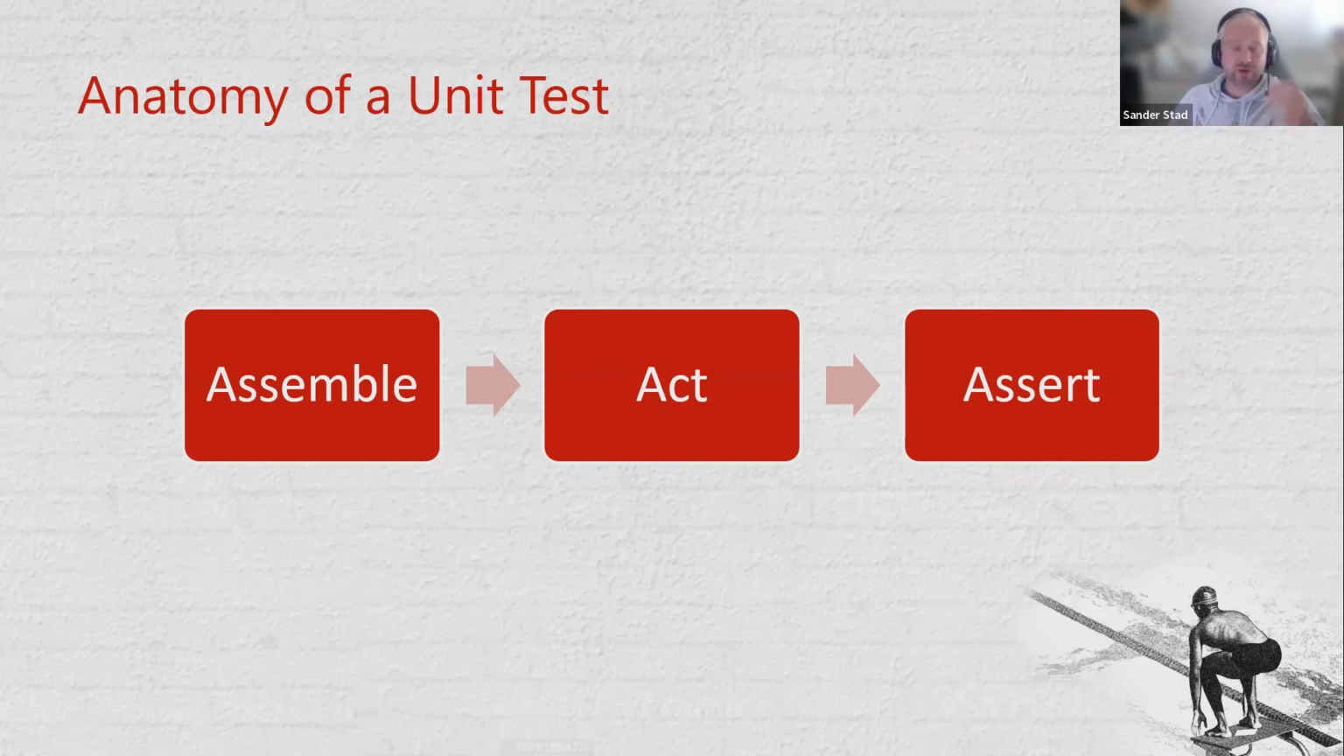And in the assert part, we take all the stuff that we did in the assemble part and the values that we got from the act part, and we assert them together and see if our test was actually successful or not.